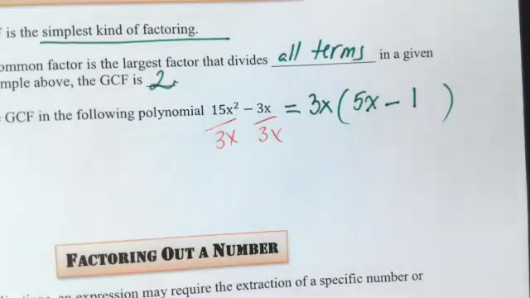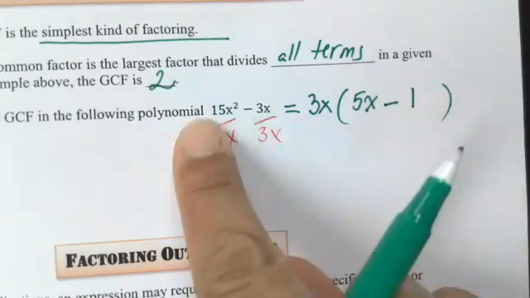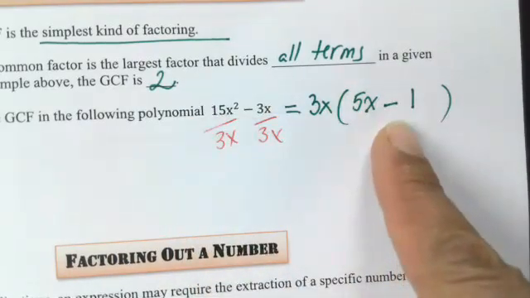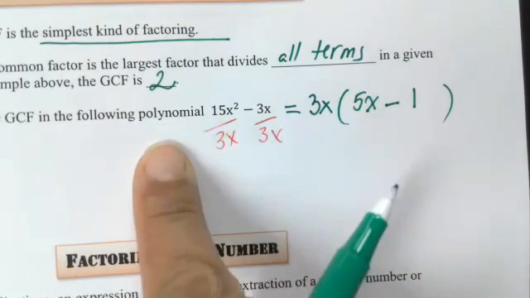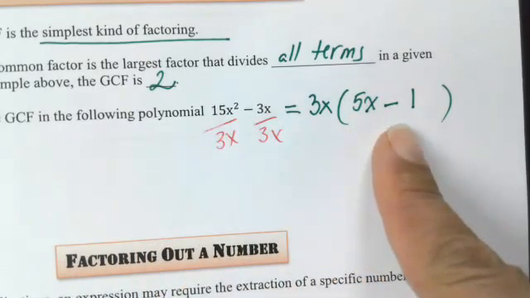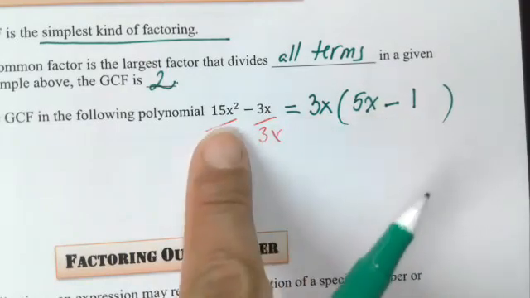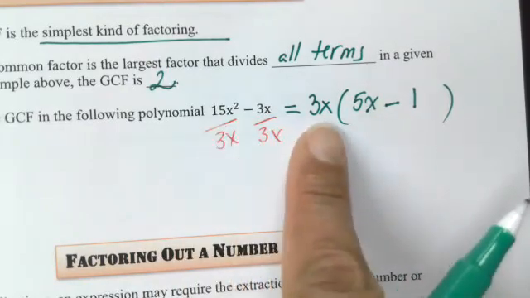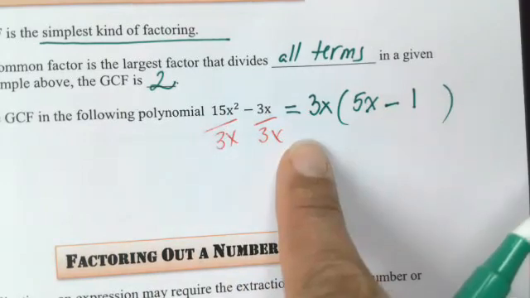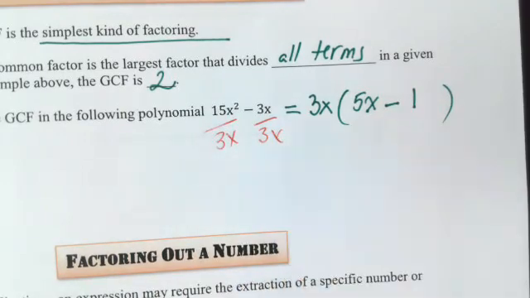Now, last class, what we've done is going from here to there, from the factored or multiplication version to that version, because we learned how to do distribution, right? And we did FOIL and all that. So 3x times 5x gives you back the 15x squared. 3x times negative 1 gives you back your negative 3x. They're exactly the same expressions, just written differently.